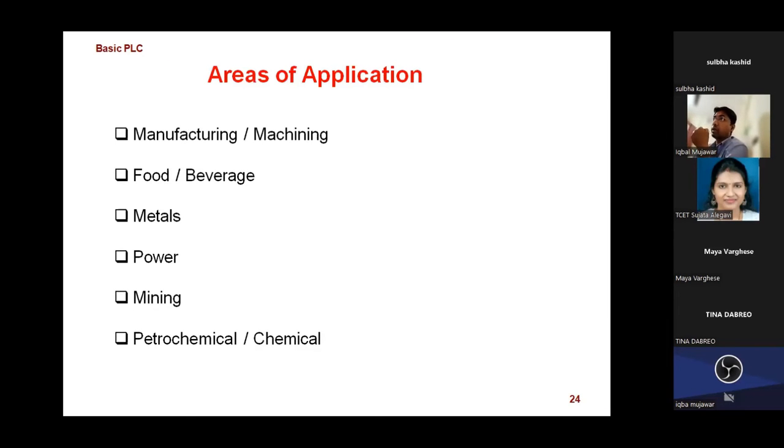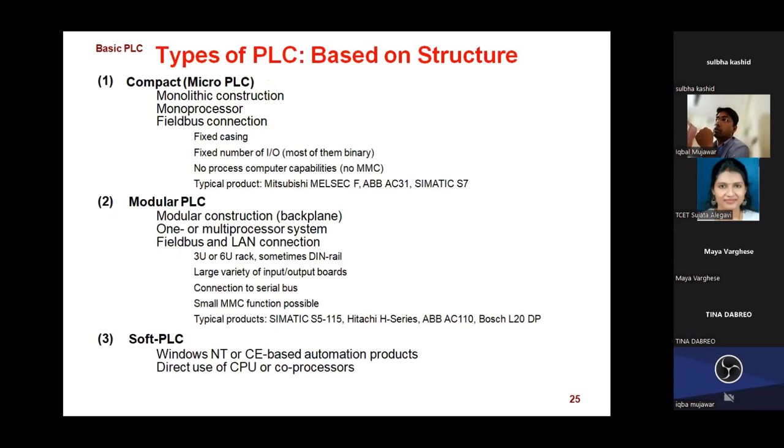Now, what are the application areas where we can use the PLC? In the manufacturing industry, machining industry, food, metals, power, mining, petrochemical. These are a few listed out, but n number of things are there. Wherever processes are there, if you want to control them or create any kind of automation, there you can use PLC. If you go to purchase a PLC, it depends on your application. Then I'm explaining the types of PLC.